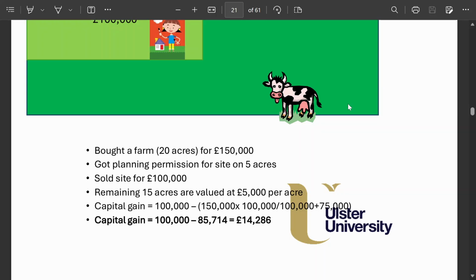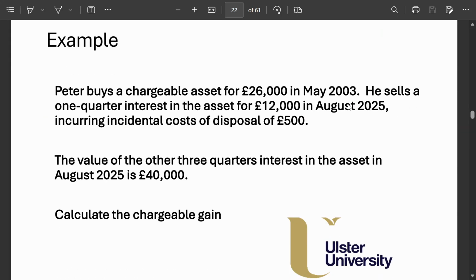Is this clear? Okay, these are fairly straightforward things, once you get used to it and just practice it a few times. Right. Let's see another problem of that type. Okay, so you've got 26,000. He bought the chargeable asset for 26,000. This is the original acquisition cost of the entire asset.